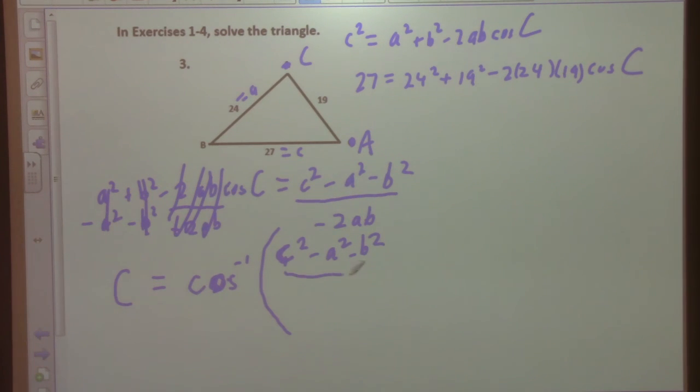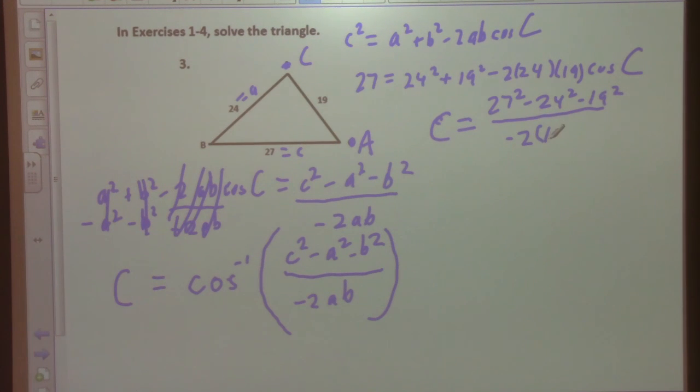On your formula chart, I want you to write down this version of the formula here, if it's legible. Let me clean it up a little bit. Can you write down the formula someplace in your formula chart? Is there room? This is the version of the equation you want to use if you have the sides and need to solve for an unknown angle. So in this case, angle C is going to be equal to 27 squared, minus 24 squared, minus 19 squared, over negative 2 times 19 times 24.